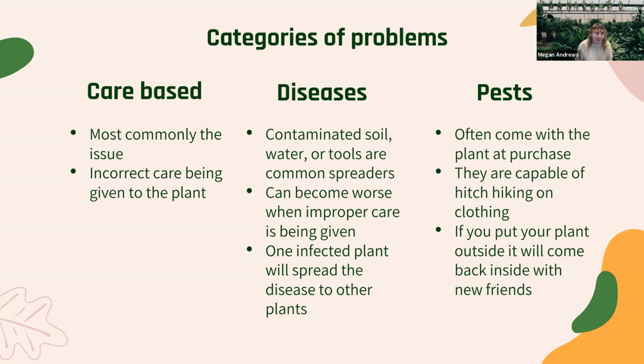We also have pests. Oftentimes your pests come with your plant when you purchase them. They are capable of hitchhiking on your clothing if you're working in a nursery, if you are working outside and have pests outside. They can hitchhike on your clothes inside to those plants. If you put your plant outside in the summer because it loves the sun and it grows so much, when it comes back inside, it will have new friends on it. You're going to hear me say it quite frequently. Do not put your houseplants outside.